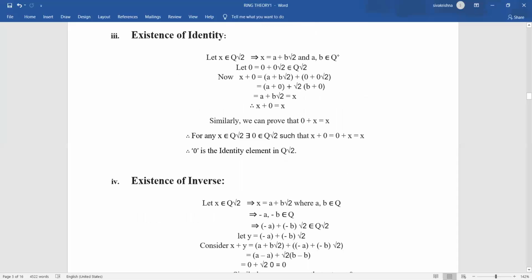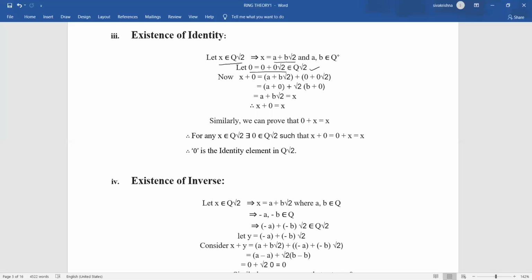Coming to the next condition, that is identity property. So I consider an element x in Q root 2. Clearly x is of the form a plus b root 2. And I am writing 0 as 0 plus 0 into root 2. Why? Because if you want to say 0 belongs to Q root 2, that 0 should also be of the form a plus b root 2. So I am writing 0 as 0 plus 0 root 2. Clearly 0 is a rational number, so clearly this particular element belongs to Q root 2.